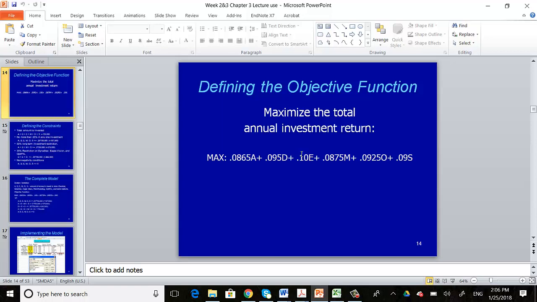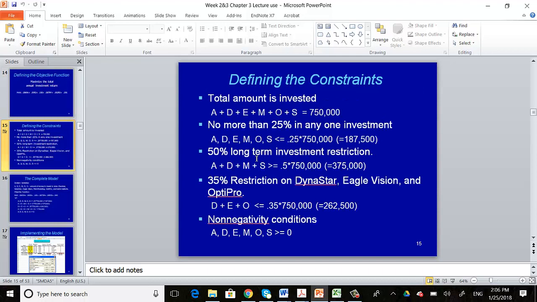The objective function was to maximize the total, and we said you can either use the yield rate, just the interest part, or maximize the total principal plus the yield. We said we prefer the principal plus yield. So when you have the result, you tell your client, this is how much you can get. And then we have some constraints.